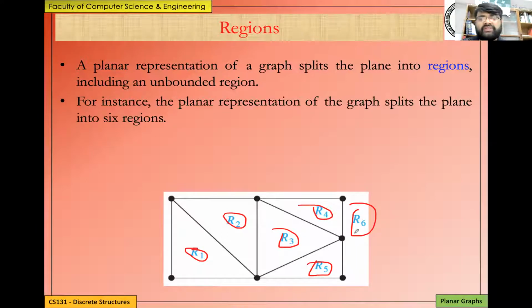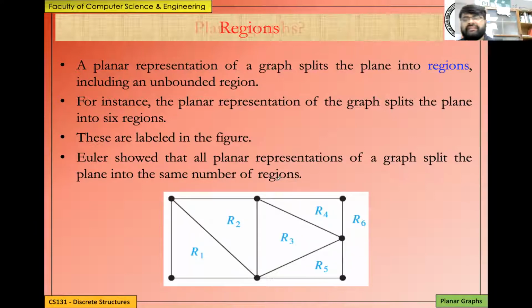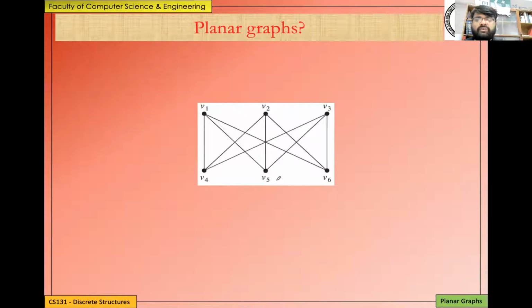So for instance, the planar representation of the graph splits the plane into 6 regions. In this particular case, this graph, the planar representation will split into 6 regions. And these are labeled in the figure for you. Euler basically showed that all planar representations of a graph split the plane into the same number of regions, regardless of how you plot it or how you draw it. If it is a planar representation, then each planar representation will split the graph into the same number of regions. So for example, what is a planar graph?